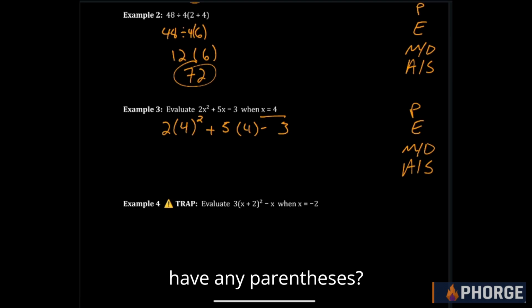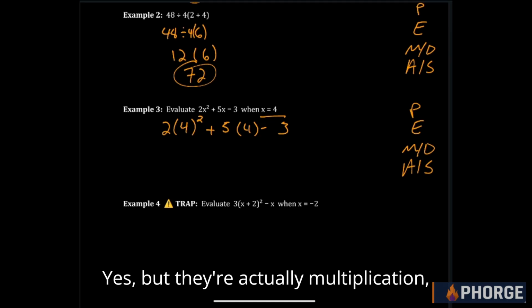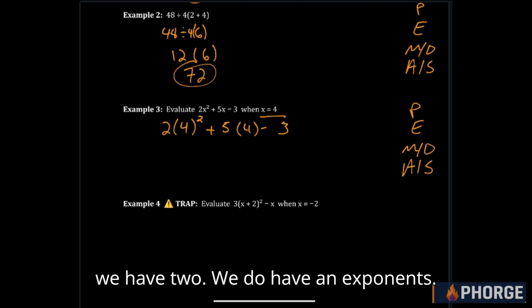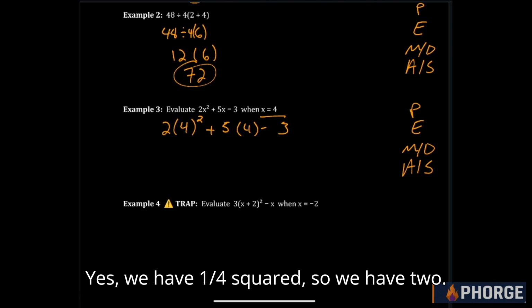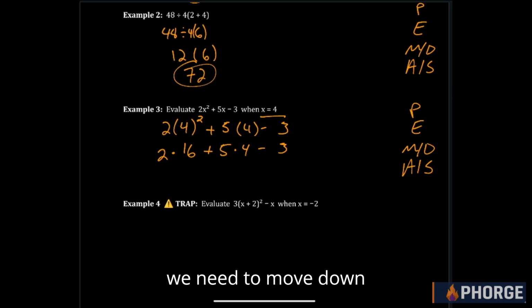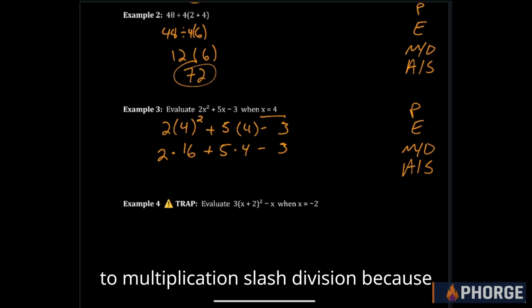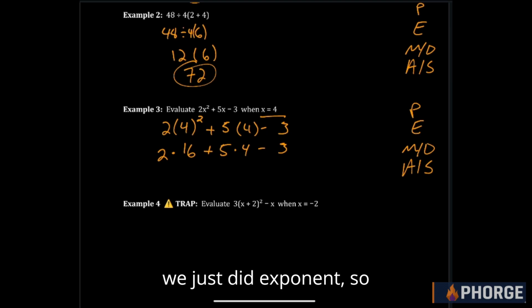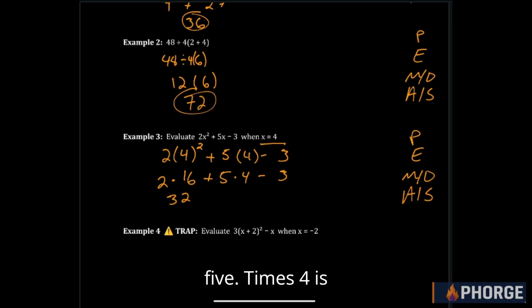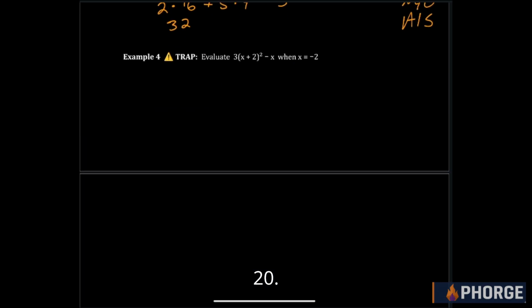Okay, do we have any parentheses? Yes, but they're actually multiplication. So we have 2. Do we have any exponents? Yes, we have 4 squared. So we have 2 times 4 squared is 16, plus 5 times 4 minus 3. Okay, now we need to move down to multiplication and division because we just did exponents. So 2 times 16 is 32. 5 times 4 is 20.